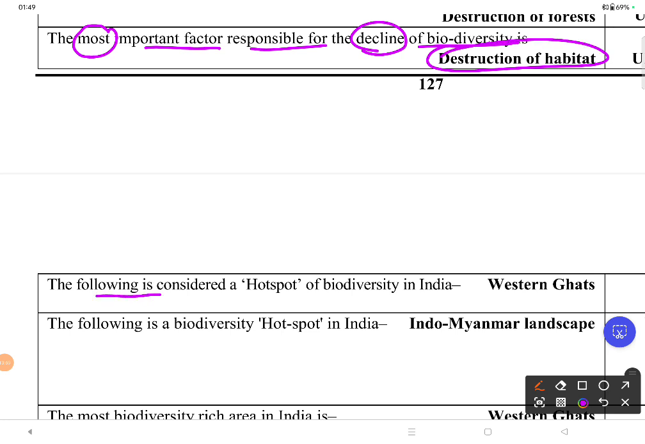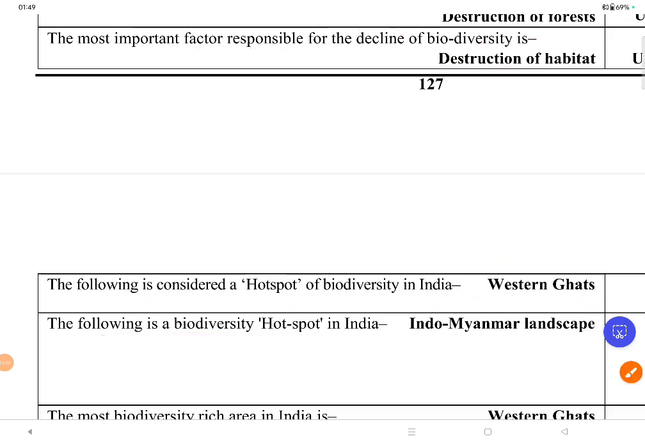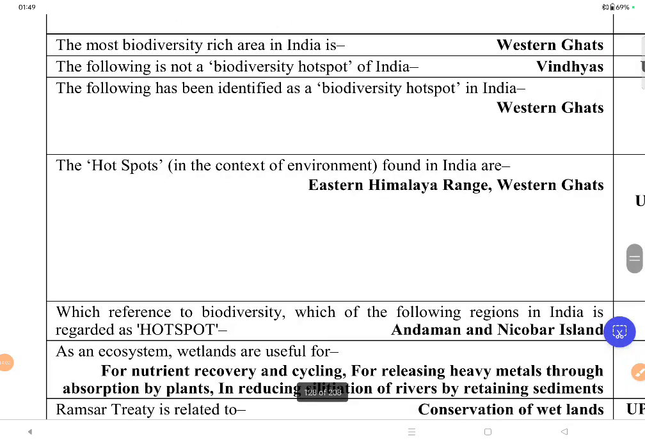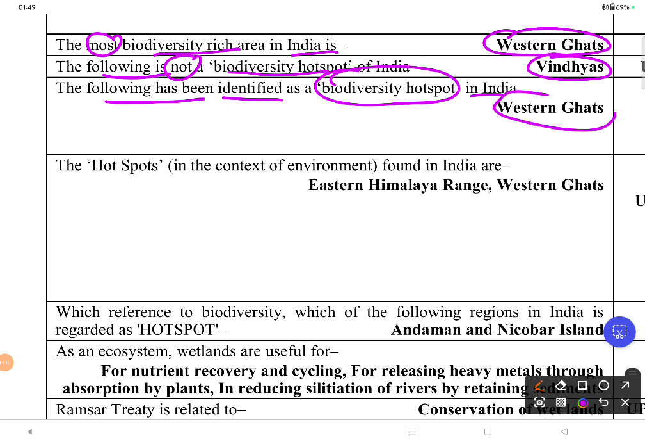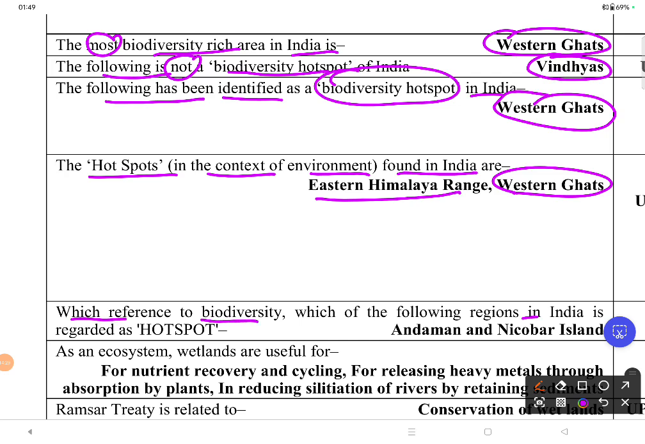The following is considered a hot spot of biodiversity in India: Western Ghats. The following is a biodiversity hot spot in India: Indo-Myanmar landscape. The most biodiversity rich area in India is Western Ghats. The following is not a biodiversity hotspot of India: Vindhyas. The following has been identified as a biodiversity hotspot in India: Western Ghats. The hotspots found in India are Eastern Himalaya Range and Western Ghats. With reference to biodiversity, the Andaman and Nicobar Islands are regarded as a hot spot.